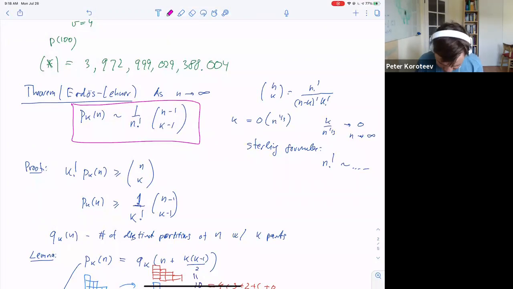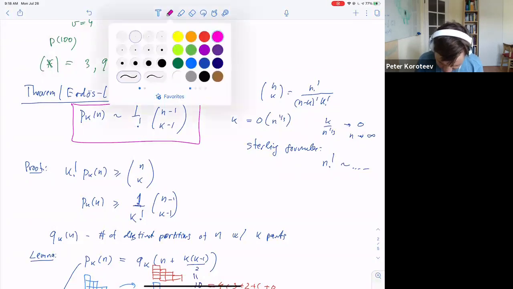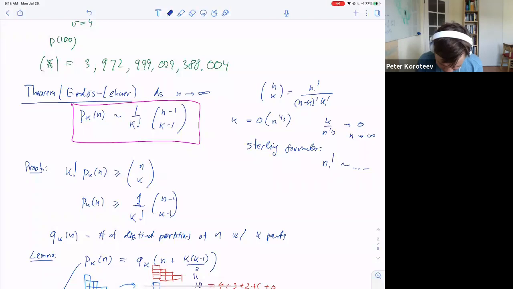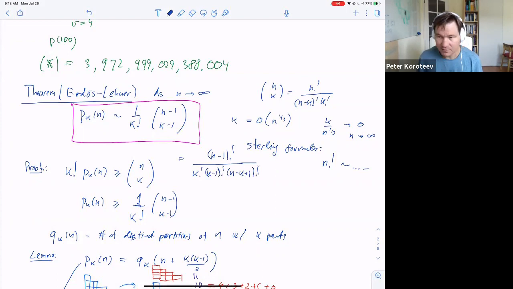Oh, there's a typo, there's a k factorial. I apologize. Otherwise, this is less than 1. So if you write it down, it will be n minus 1 factorial over k factorial, k minus 1 factorial, n minus k plus 1 factorial. And again, you can use gamma functions to approximate it even further. So there'll be some kind of exponential behavior in those partitions as well.